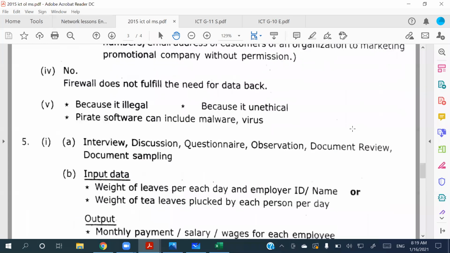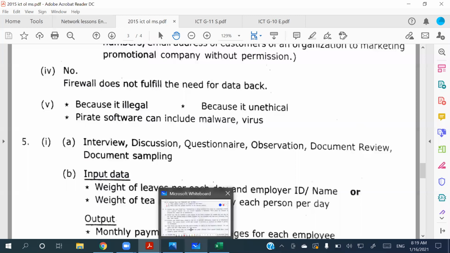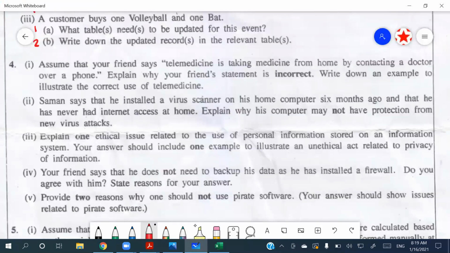For the fourth one, it says your friend says that he does not need to back up his data as he has installed a firewall. Do you agree with him? State a reason for your answer. Now he says he does not need any backups as he has installed a firewall. But a firewall does not back up things.